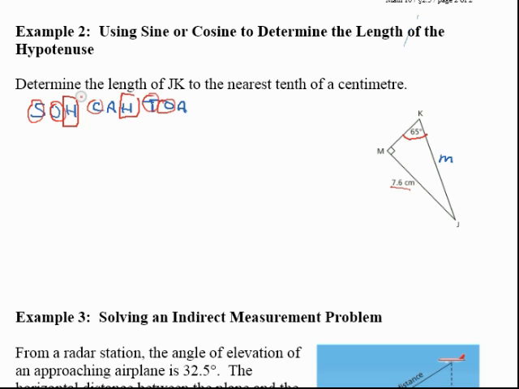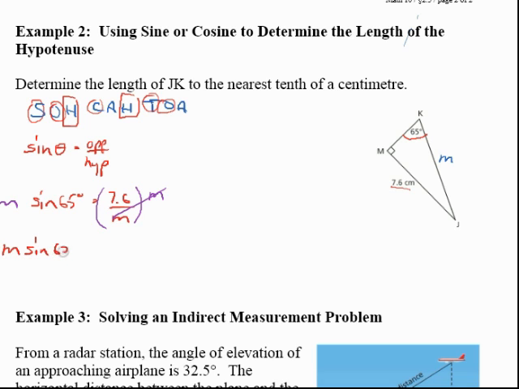And we are going to use sine for this one as well. So basic equation, sine theta is opposite over hypotenuse. Plug in what we have. Sine 65 degrees is 7.6 over m. Now the algebra on this one's a little more complicated because we need to get rid of the fraction first. So we're going to multiply both sides by m. And so we have m sine 65 equals 7.6.